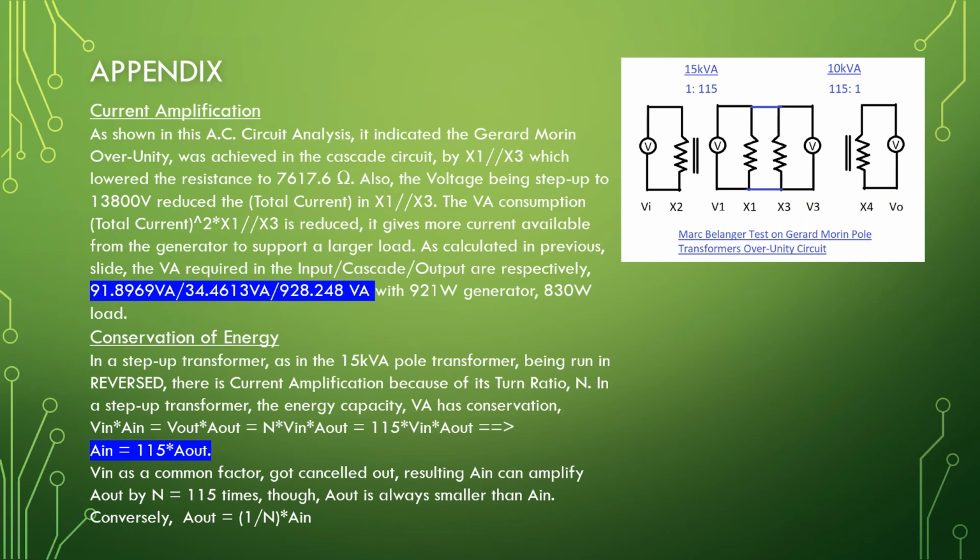This implies that A in equals 115 times A out. V in as a common factor got cancelled out, resulting in A in being able to amplify A out by N equal to 115 times. Though A out is always smaller than A in, conversely, A out equals 1 over N times A in.